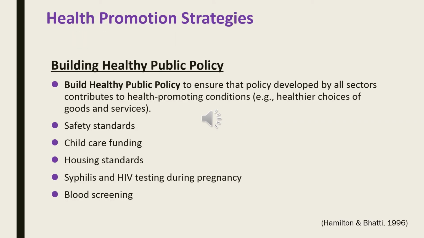The first health promotion strategy identified in the model is building healthy public policy. Public policy should ensure that policy developed by all sectors contributes to health promoting conditions, so, for example, healthier choices of goods and services. Some policies include work safety standards, housing standards, childcare funding, syphilis and HIV testing during pregnancy, and blood screening, as well as other types of policies.